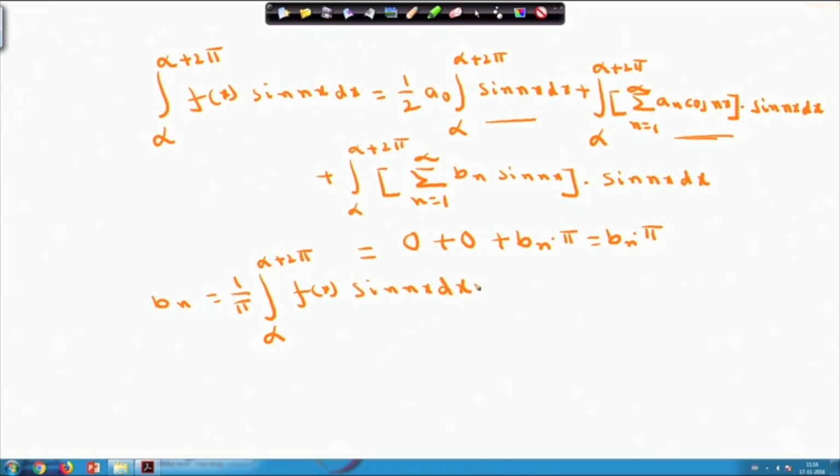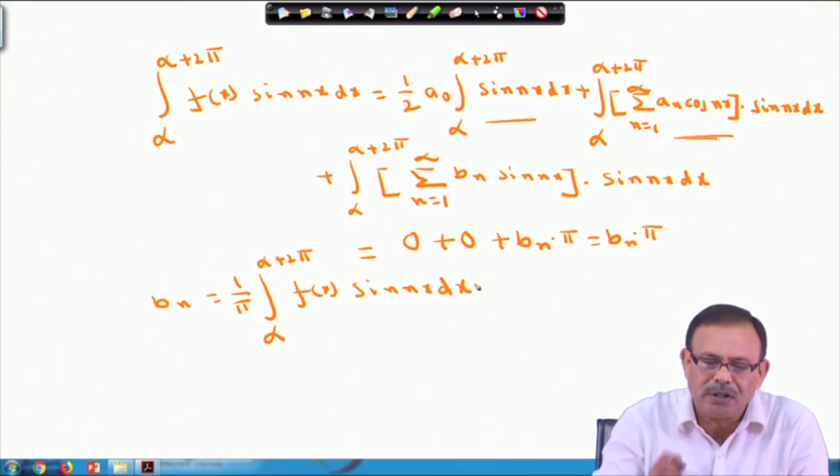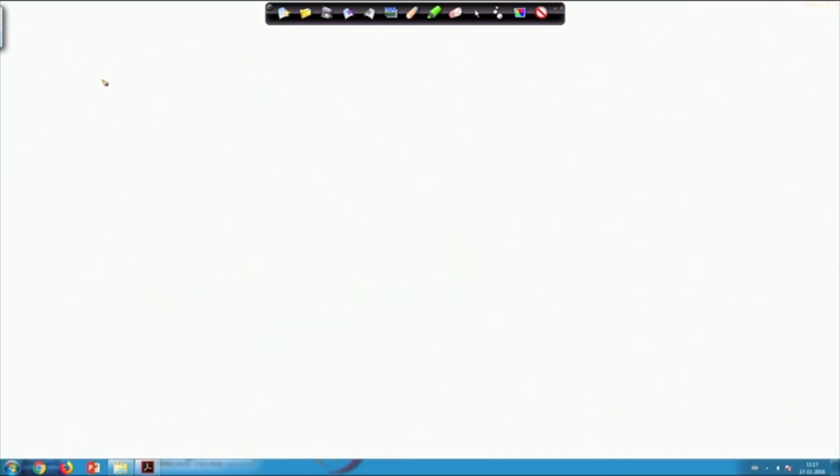So, by this way we establish the formula for the Fourier series: over the interval α to α+2π, if f(x) = a_0/2 + summation n equals 1 to infinity a_n cos(nx) + summation n equals 1 to infinity b_n sin(nx), then a_0, a_n and b_n, these coefficients, can be evaluated by these integrals.